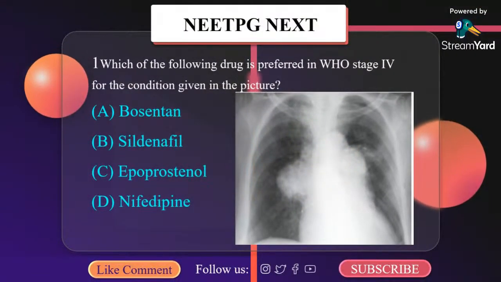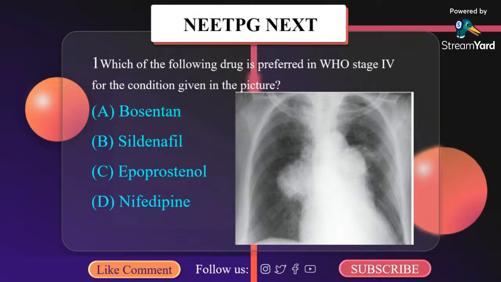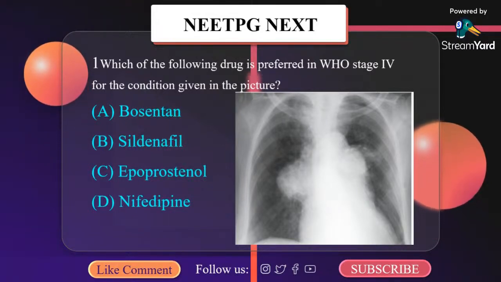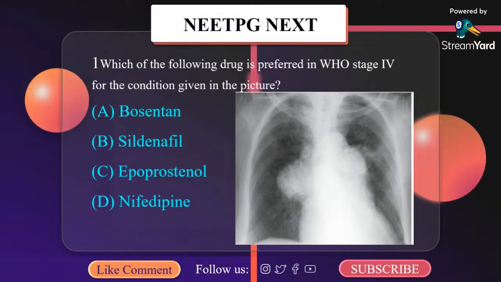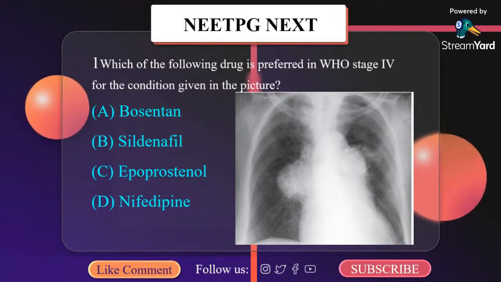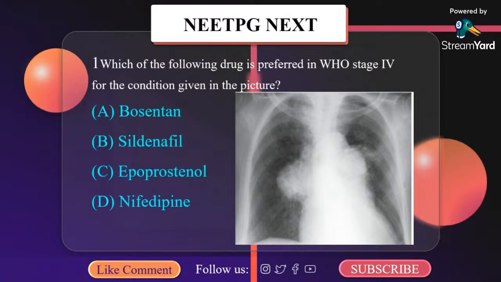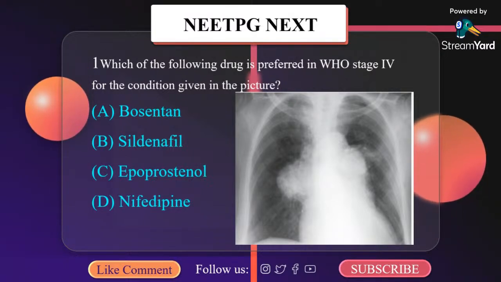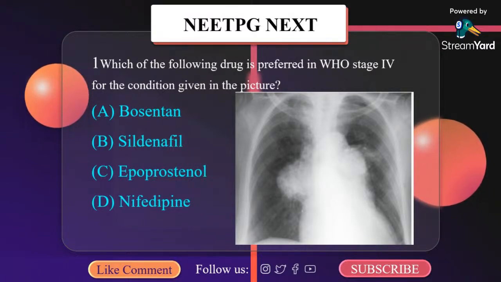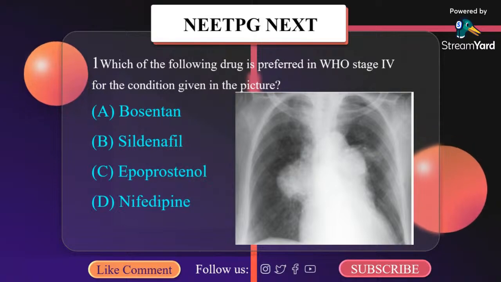Which of the following drugs is preferred in WHO stage 4 for the condition given in the picture? Here in the picture, you can see prominent pulmonary arteries in the X-ray, which is consistent with the diagnosis of pulmonary arterial hypertension. For stage 4 pulmonary artery hypertension, the drug of choice is IV epoprostenol. So the correct option here is C, epoprostenol.